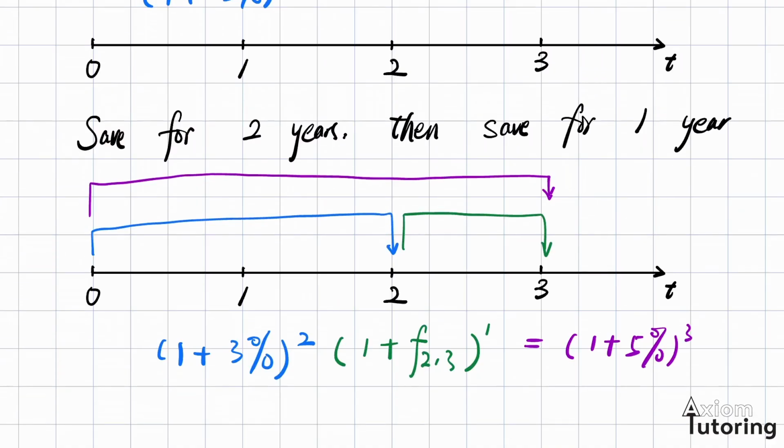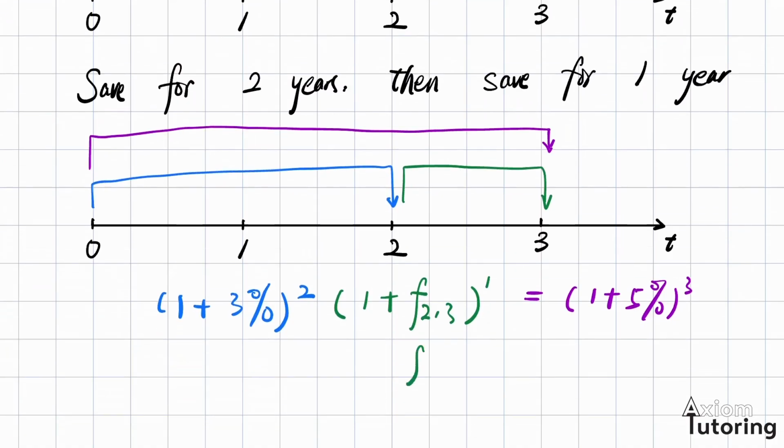Okay, now we can work backwards to calculate this forward rate, which is the forward rate from year 2 to year 3. And if you plug in numbers here and just do the calculations, you will have the forward rate from year 2 to year 3 to be 9.12%.